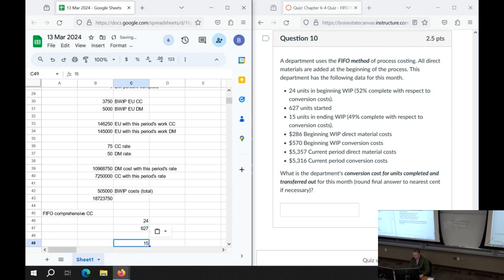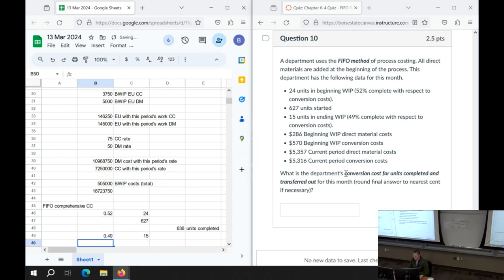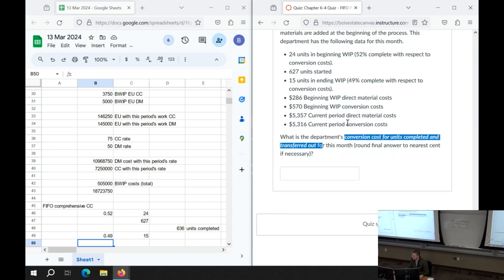We're just making our T account. Okay, units completed. And I'm just going to copy over the conversion cost information because that's all I care about. The question says, what is the conversion cost for units completed and transferred out? All right, so that's percent complete with respect to conversion cost for beginning WIP and ending WIP right here. Just copied it over.